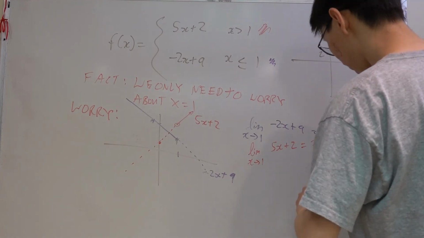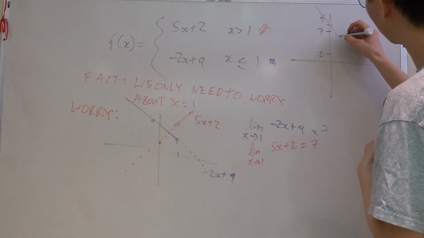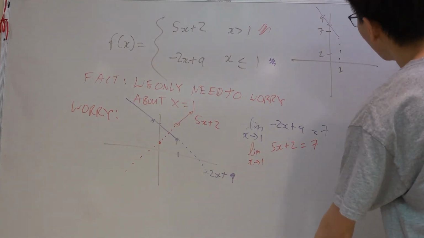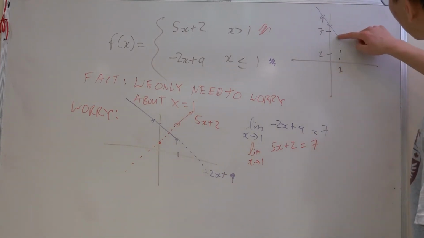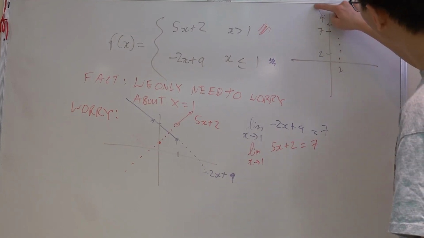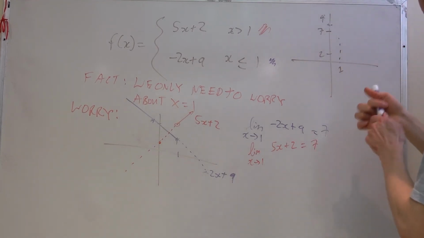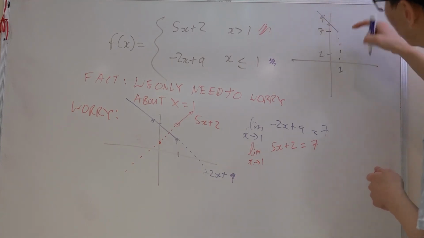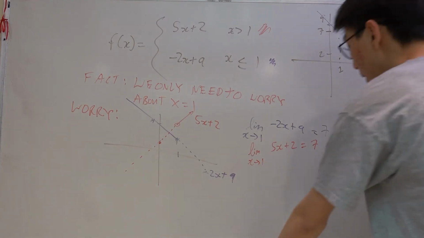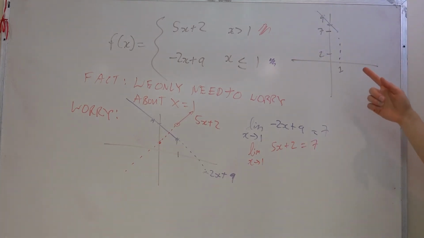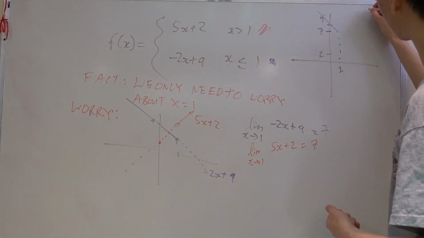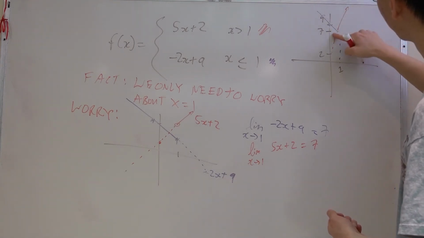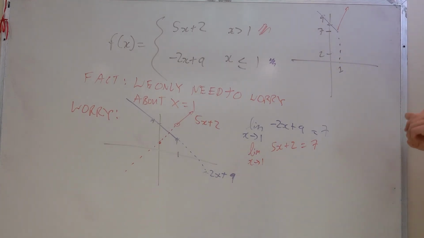And let's let this here be equal to x equals 1. And we know that at 1, our function, negative 2x plus 9, is going to hit 7. And we know our red function is going to also hit 7. It's 5x plus 2, so it's going to look like that. Okay? So that's what our piecewise function looks like.